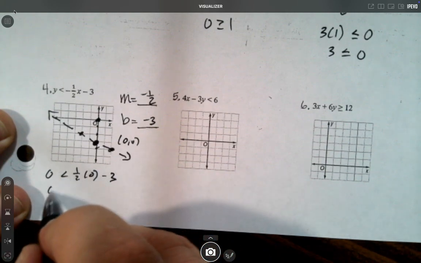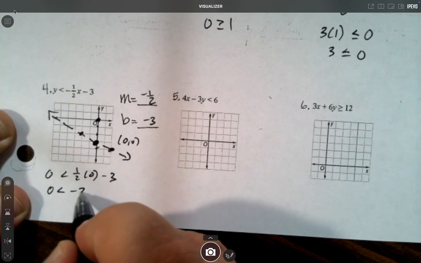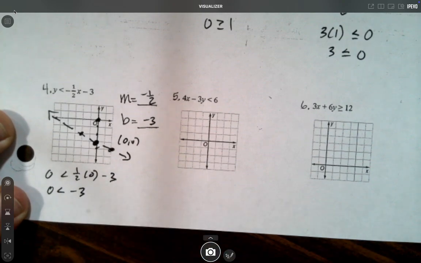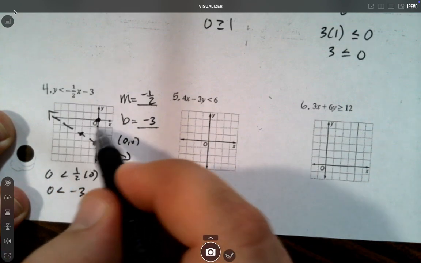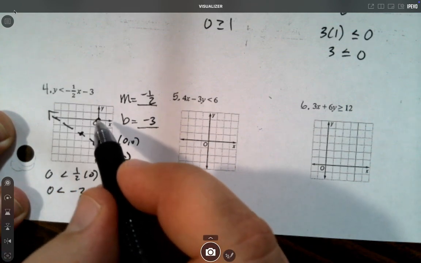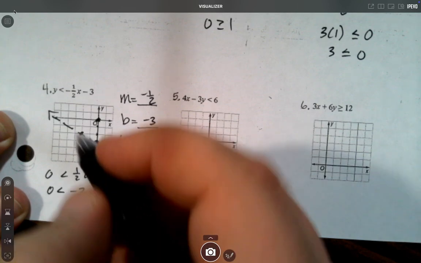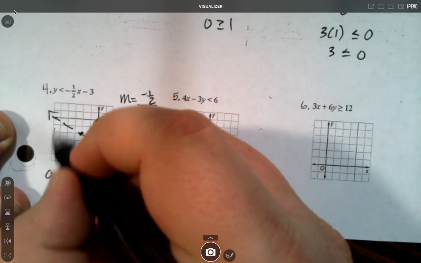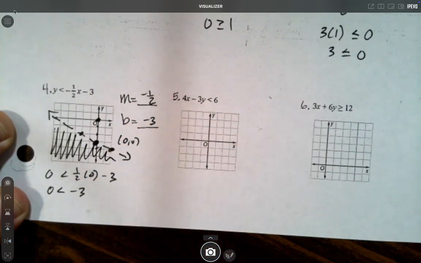So this piece just cancels out. So I get 0 is less than negative 3. But as you hopefully know, 0 is not smaller than negative 3. So this side of the line is false because that point gives us a false result. So instead of shading above the line, we'll shade below the line.